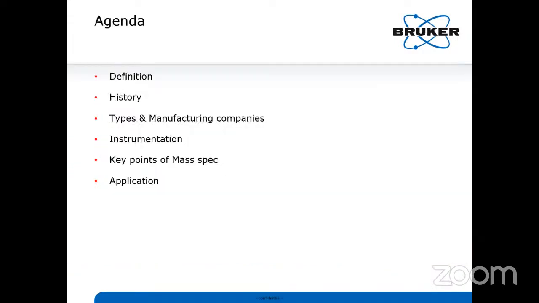This is my agenda. You have already been discussing mass spec continuously from morning. I will take a brief time for the definition, history, types of manufacturing companies, different models, instrumentation, and the key points in mass spec. Then I will go to biopharma: what is the role of mass spec in biopharma?